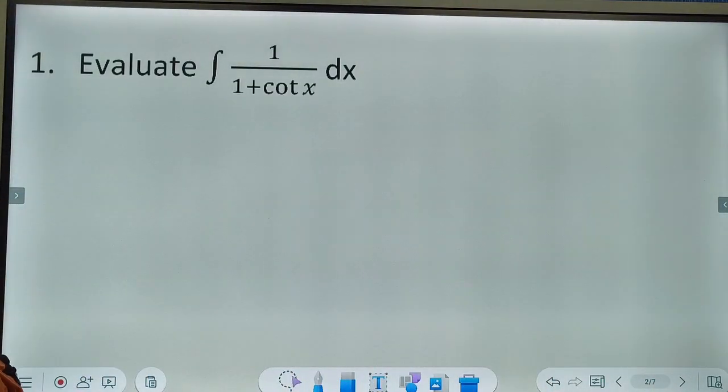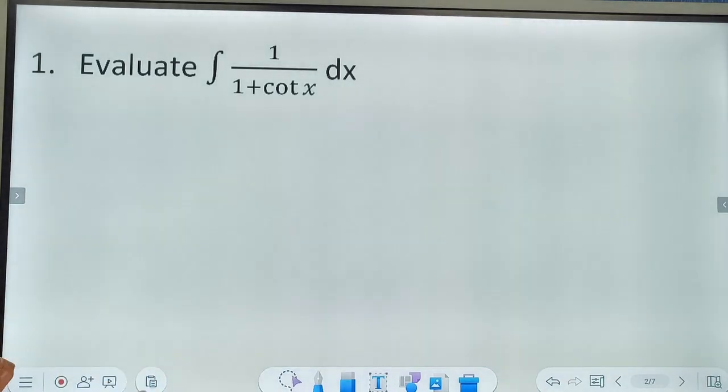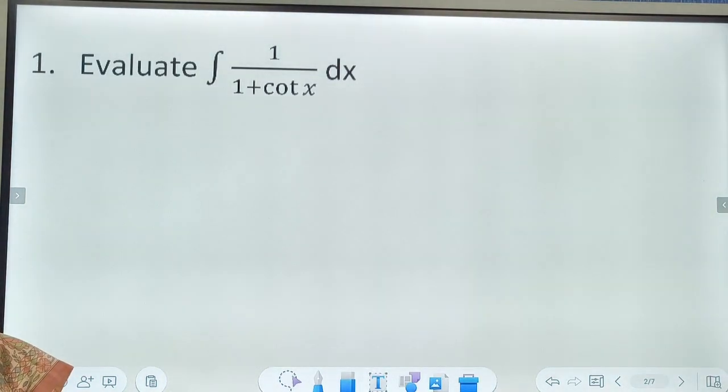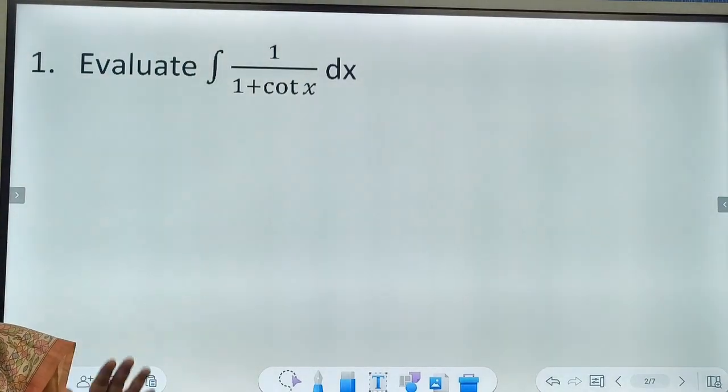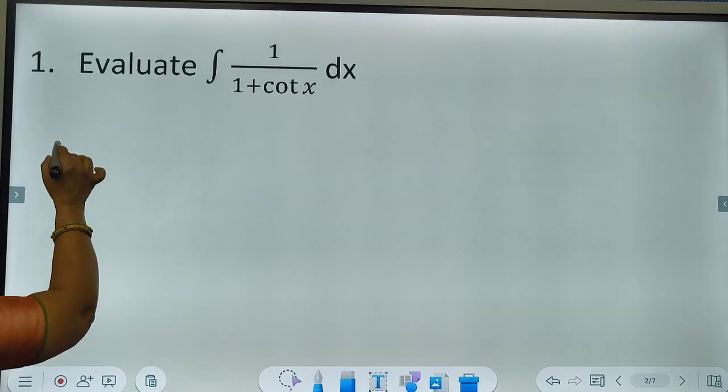Look at the first problem. I am going to tell you a technique which will be applicable not only to do this problem, but problems of the form 1 by 1 plus cot x, 1 by 1 minus cot x, 1 by 1 plus tan x, 1 by 1 minus tan x. So for all these problems, this technique will work. So let us see what is the technique.